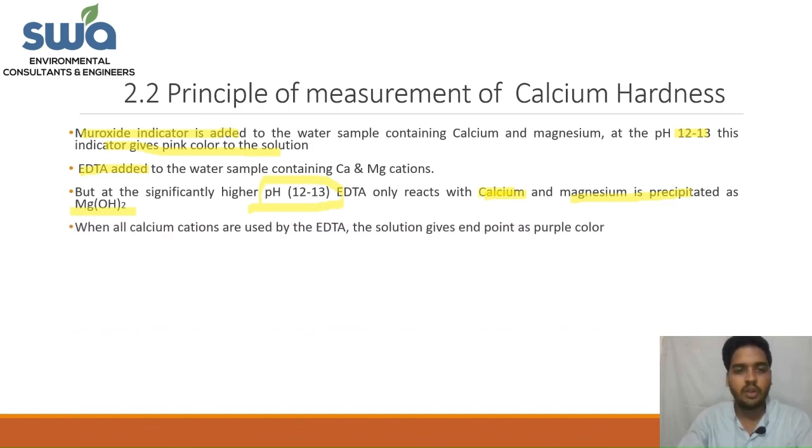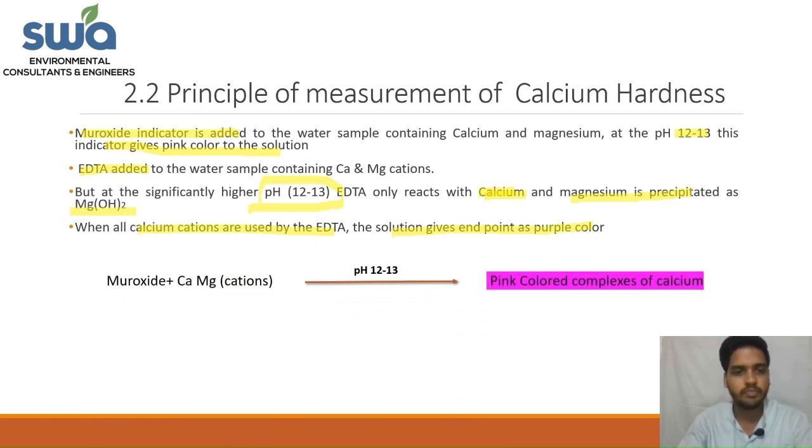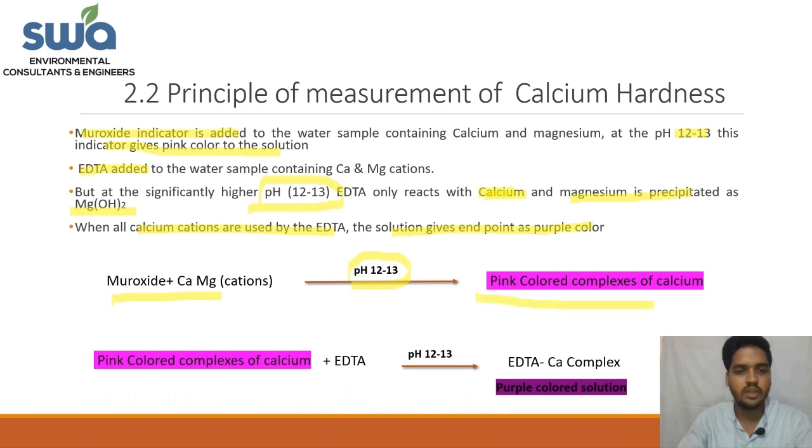Now when all the calcium cations are used by the EDTA, the solution gives the end point which is the purple color. Let's understand it with the equation. Here is the murexide indicator which reacts with calcium and magnesium cations at the pH of 12 to 13 and gives pink colored solution. This pink colored solution is titrated with EDTA, then the complex of EDTA calcium is formed and the purple color end point of the titration appears.